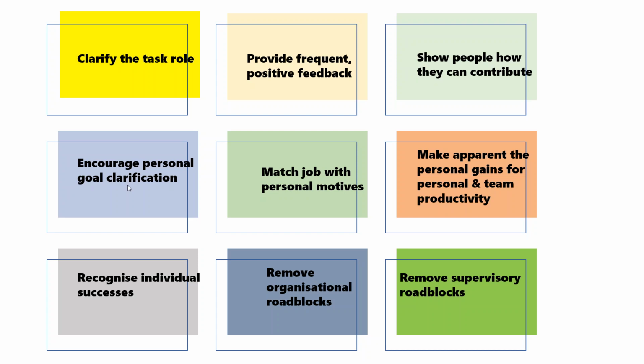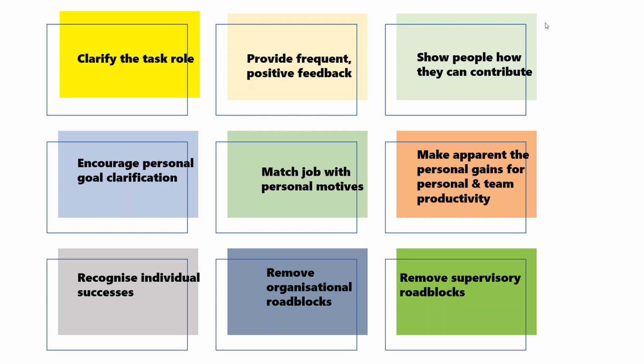Number 4 on the list, if I just look over here, is encouraging personal goal clarification. Again, this fits in with Daniel Pink's autonomy. So it's giving people a sense of being able to develop their own particular plan, where it's reasonable, of course. Then matching their job with their personal motives. We do know that what people enjoy doing is normally a fair indication of what their natural or innate talents are. So matching people up to build on their strengths is really important.